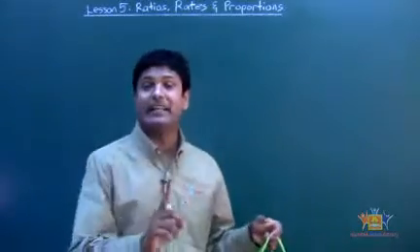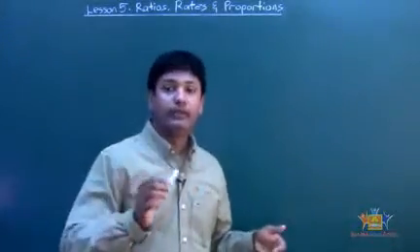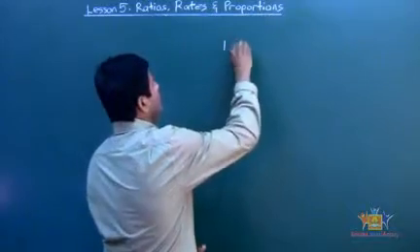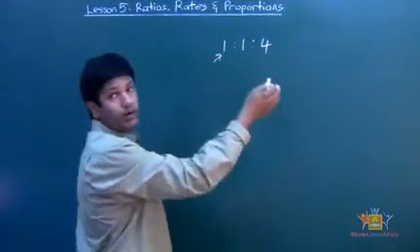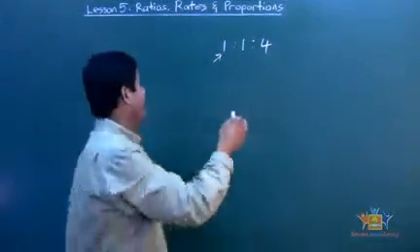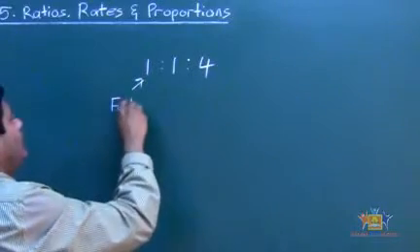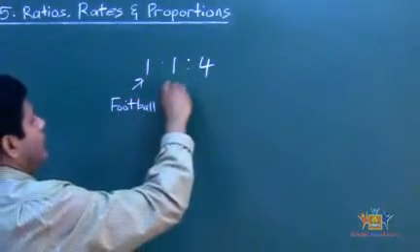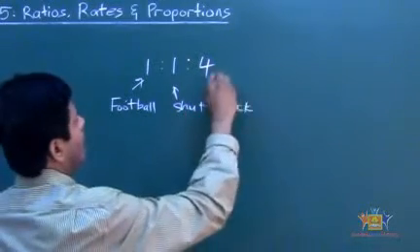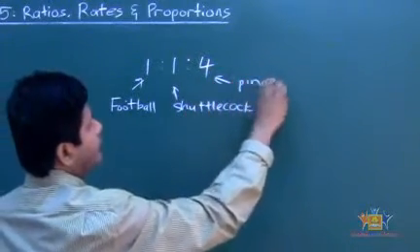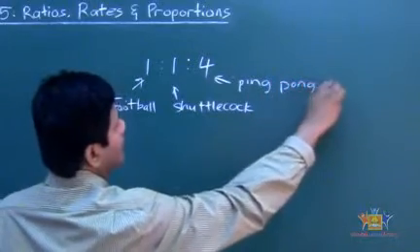Alright, my dear student, let's take another scenario. Let's say Mr. Mac tells you the ratio of the balls in this bag is 1, 1, 4. First let's define this one. 1, 1, 4 is what? You got to tell. It's football, and then shuttlecock, and then ping pong ball. Alright, so we know that. That's the ratio.